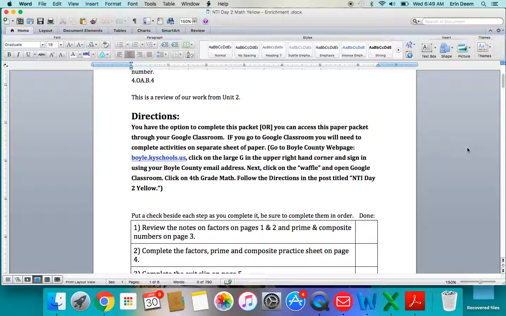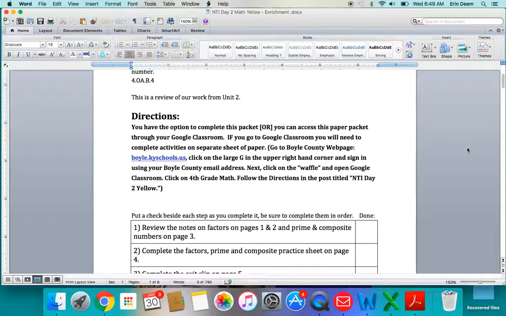Directions. You have the option to complete this packet, or you can access this paper packet through your Google Classroom. If you go to Google Classroom, you will need to complete the activities on a separate sheet of paper. Go to Boyle County webpage, boyle.kyschools.us. Click on the large G in the upper right-hand corner and sign in using your Boyle County email address.